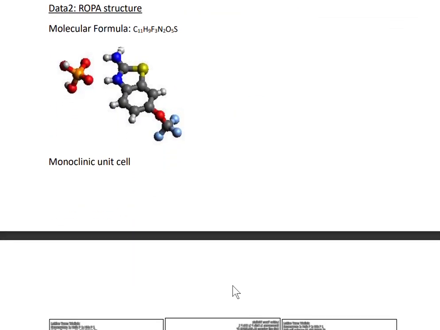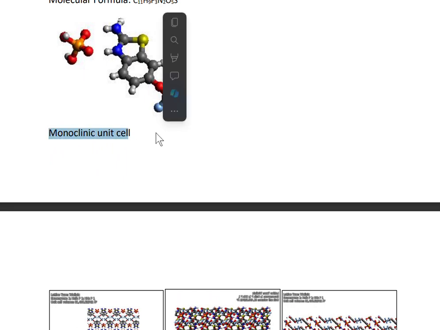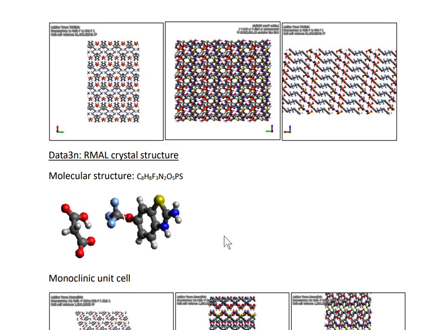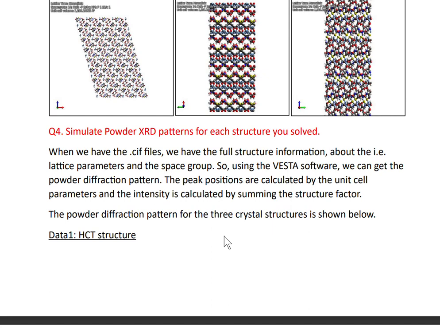For the ROPA also, which also crystallizes in the monoclinic unit cell, I saw the lattice, the crystal arrangement in the three directions. Similarly, for the RMAL, it also crystallizes in a monoclinic unit cell, and these are the crystal arrangements in the three directions. The question 4 asks us to simulate the powder XRD patterns for the structure we solved.